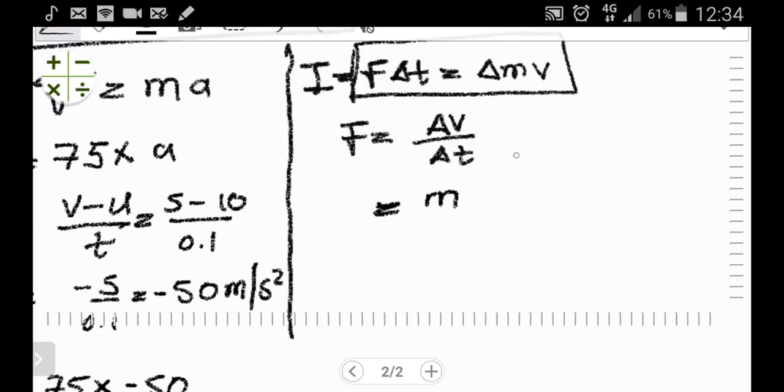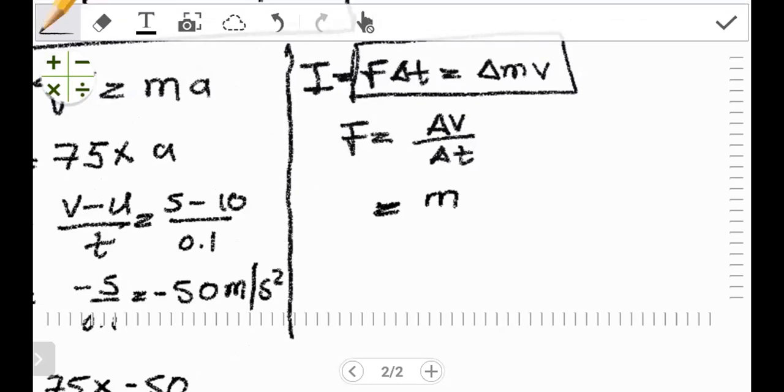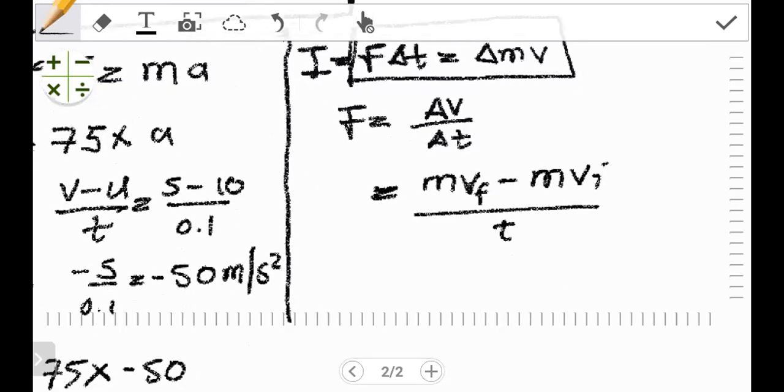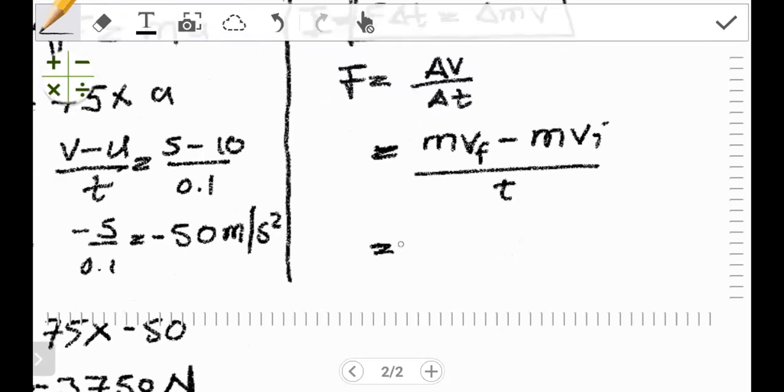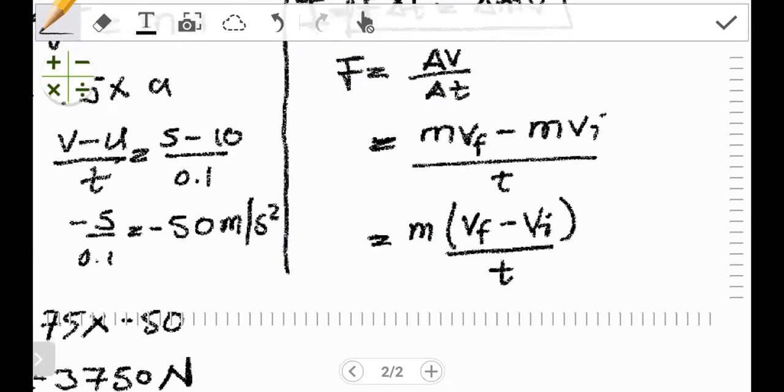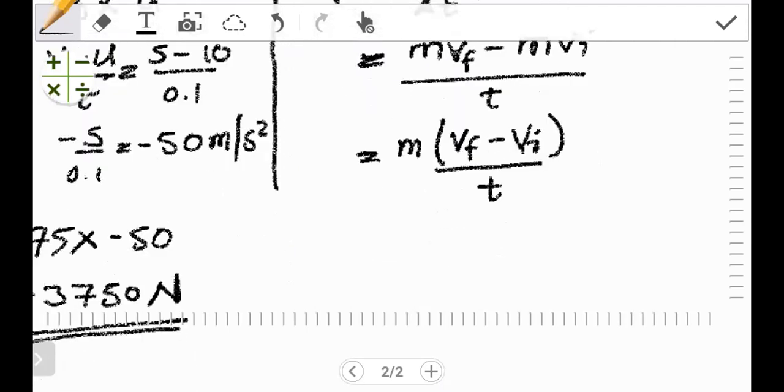Now how do we do this? We're saying M1, the final velocity of M1 minus the initial velocity of M1, over the change in time. Notice that the mass is the same, so that's M, and then you have V final minus V initial over T. I want you to notice that this term just gives the acceleration. So in a way, this takes us back to the second law of motion, and we really expect the same answer as well.